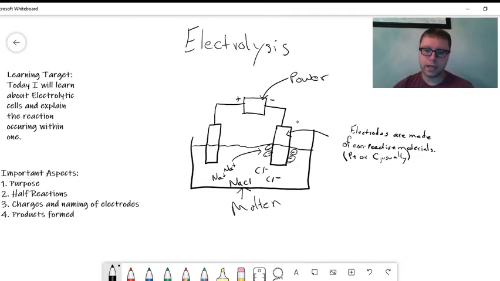Okay, so over here we have Na positive, and they're attracted to our electrons. And what's going to happen is they're going to form solid sodium. So what you're going to notice on this, it might be a gray color, depending on what you use, if it's carbon or platinum.